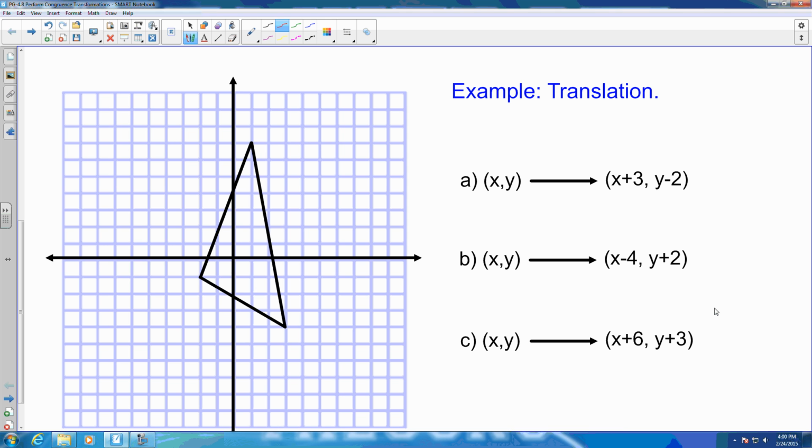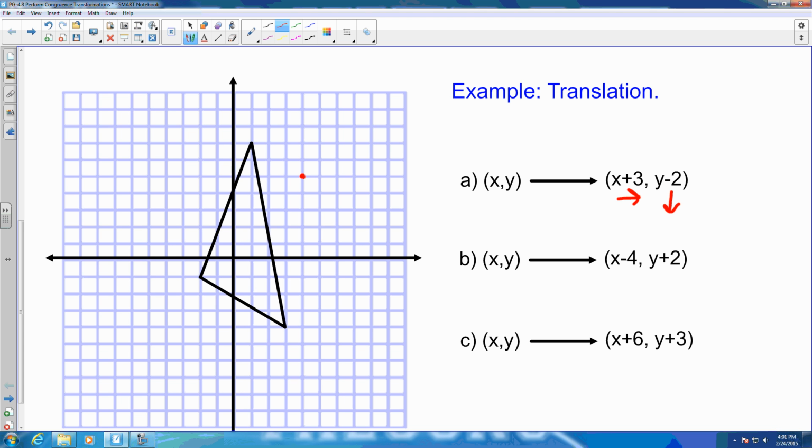So basically I have a triangle as my original figure, and in example A I want to move it 3 to the right because x deals with horizontal change, and I'm going to move y down 2 units because we're dealing with vertical change. So I'm going to move the vertices 3 units to the right, 1, 2, 3, and then go down 2 units, 1, 2. Then I plot the point, and that's my new location of that vertex.